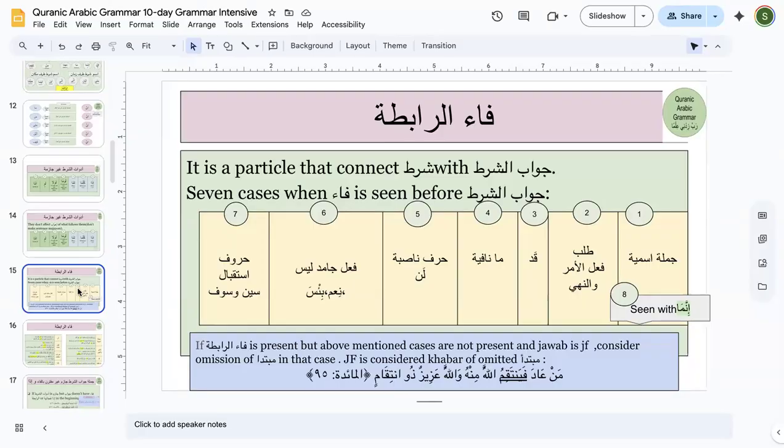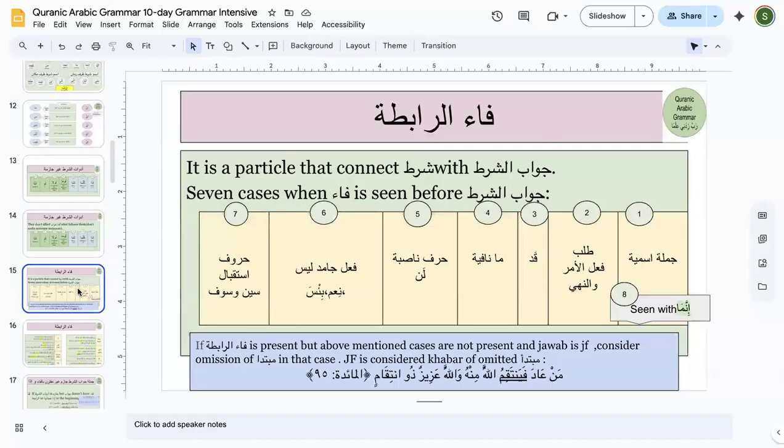rabita. Fa'ur rabita. Have you ever seen that fa'ur rabita in Quran? Anyone has seen? Most of you, who I know have done the 10 hardest surahs with me, and I'm asking the rest of the ummah, please. Alhamdulillah for that, and may Allah bless you for that.